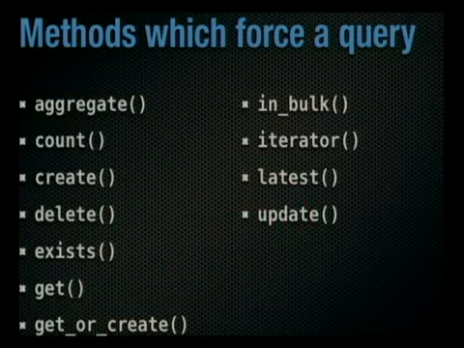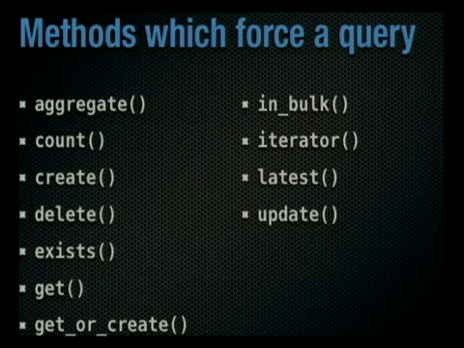Count, for example, we always run a query because there may have been other updates to your database. You may have new objects. We always want an accurate count. Create and delete obviously have to do this. Exists, we'll talk about in a minute, is kind of a neat method. It takes whatever set of filters you have on your query set and asks if there are any results that match that. Gives you back a Boolean. That always does a query. Get and get-or-create always do this. Update obviously has to update your database. We'll talk about that one again in a second.